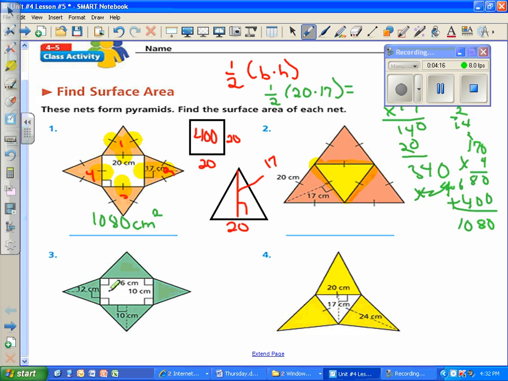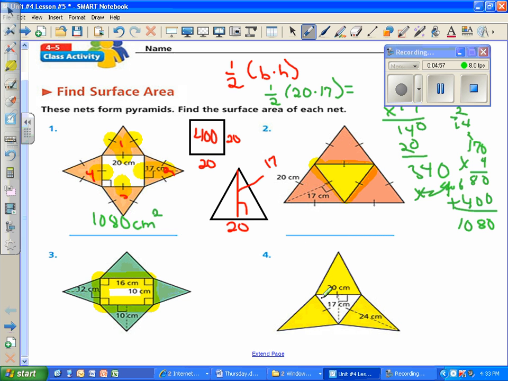Number 3, you have a rectangular pyramid, 16 and 10. Now in this particular problem, because it's a rectangle, you have a height here of 12, but you have a height here of 10. Your base for this triangle and this triangle is going to be 10. Your base for this triangle and this triangle will be 16. So be careful with that one. It's different than number 1 because number 1 was a square pyramid and this is a rectangular pyramid.